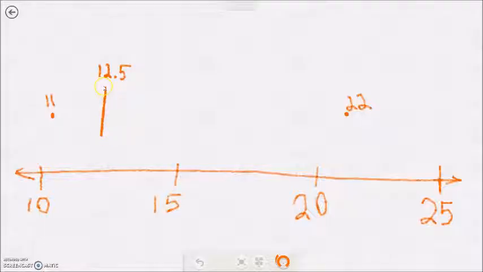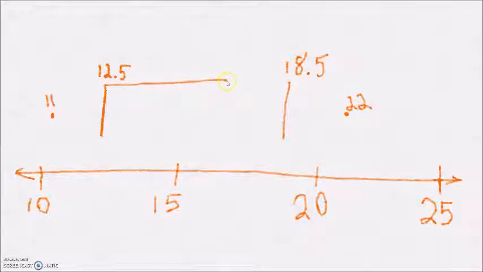Okay, so then we got to do our third quartile. Okay, so at 18.5, so right about here, we're going to do the same thing. Okay, draw a line down, and then label it 18.5. Okay, and then we're going to need to connect these lines at their endpoints.